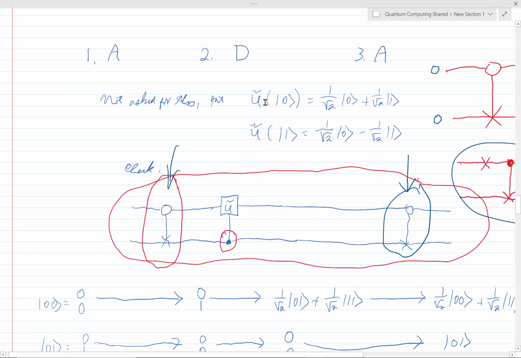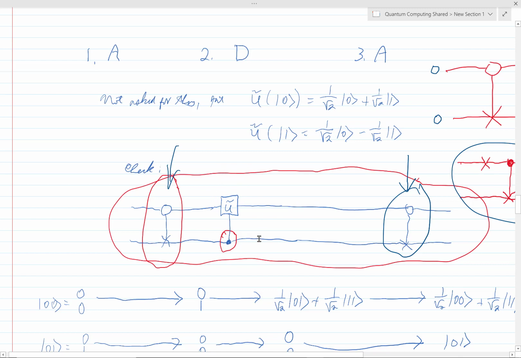Another thing to say is why is U tilde equal to H? Well, we see that U tilde of 0 is 1 over square root of 2, 0, plus 1 over square root of 2, 1. And U tilde of 1 is 1 over square root of 2, 0, minus 1 over square root of 2, 1. That's exactly the same way that the H gate acts, and so that's why we can substitute H for U tilde.